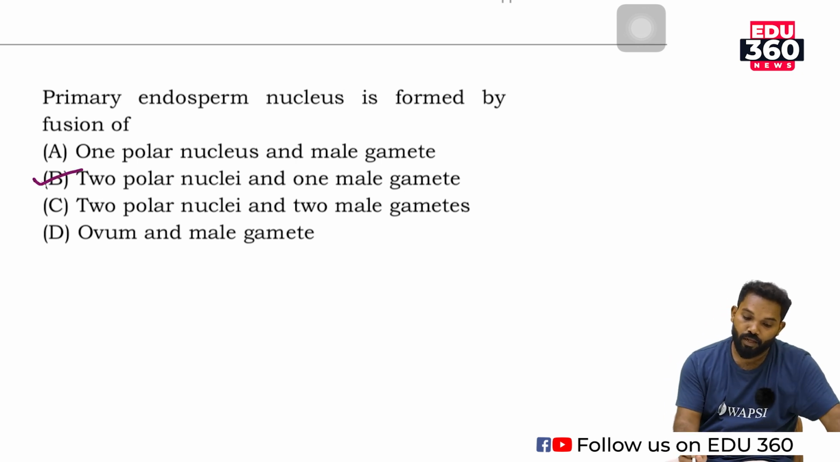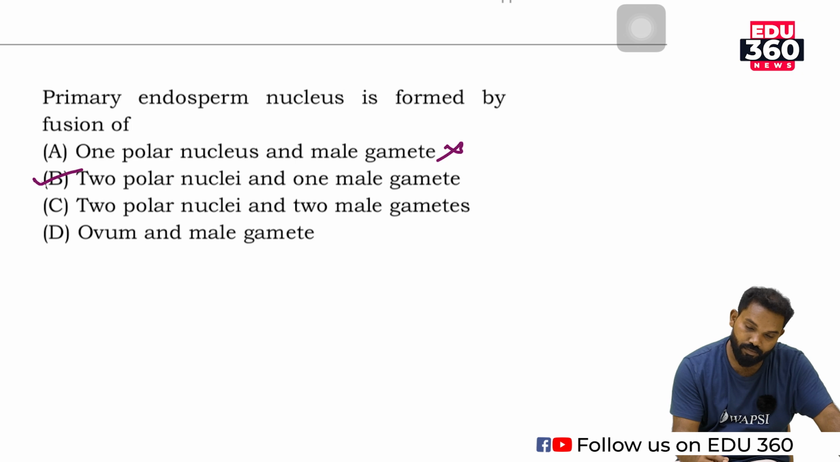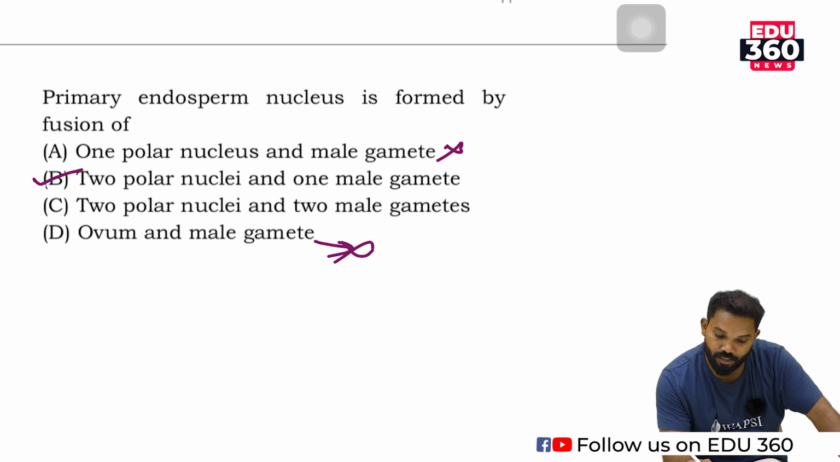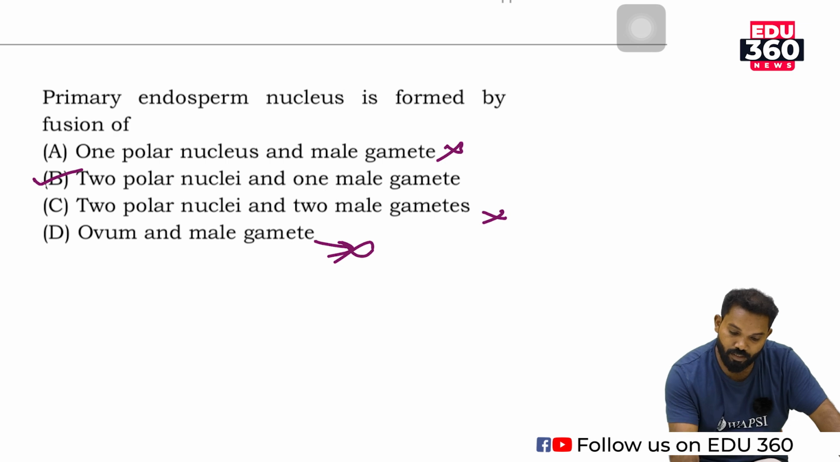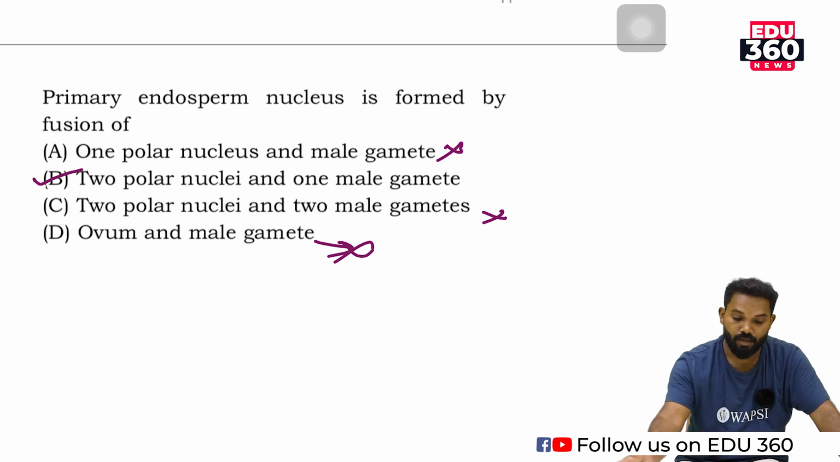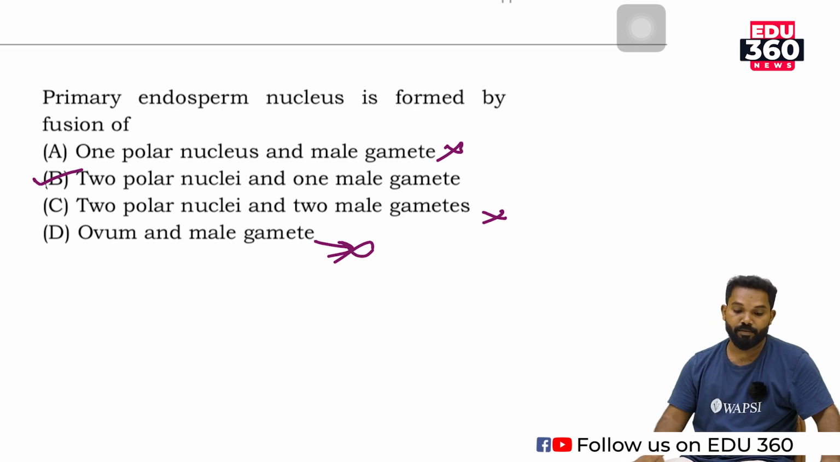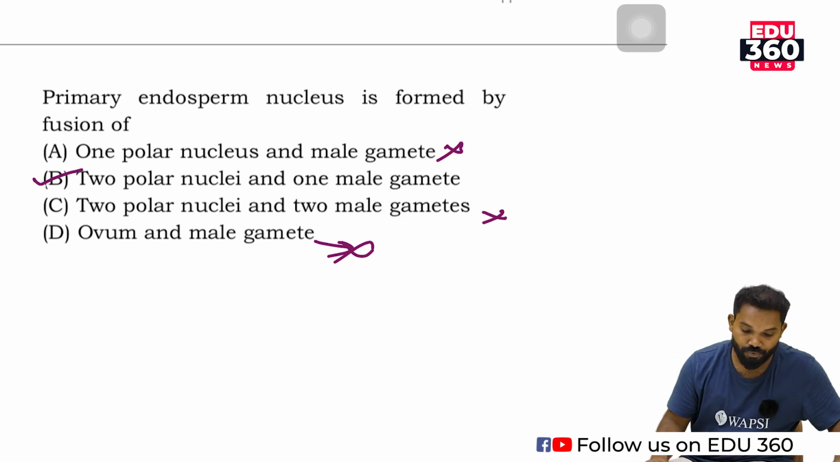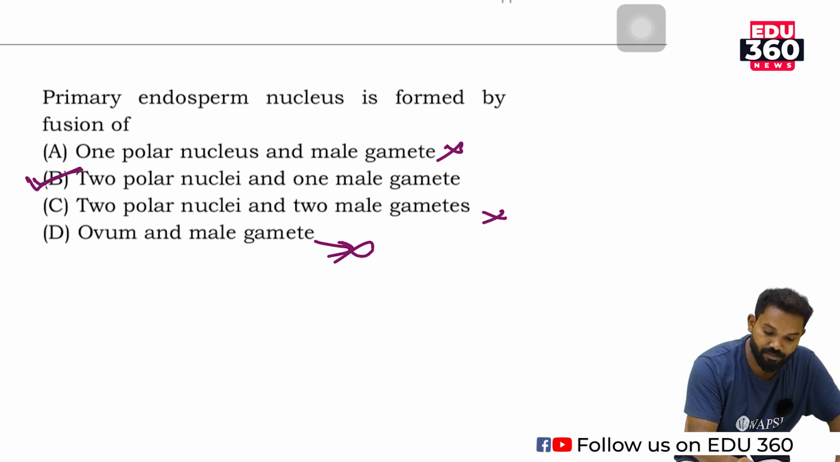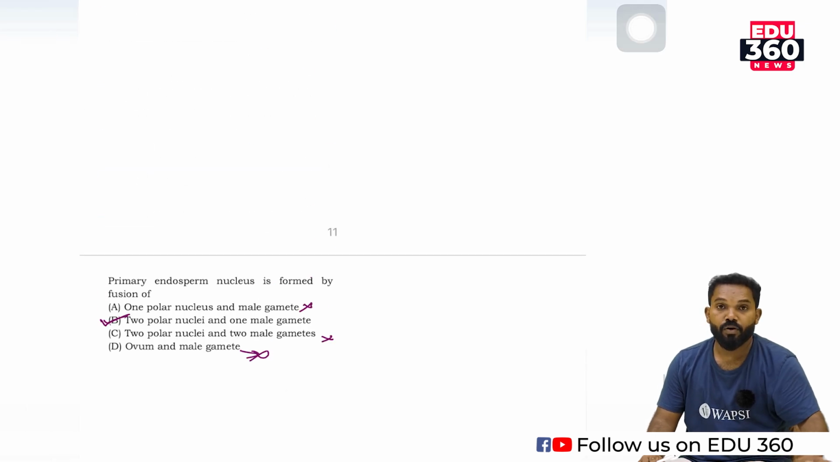Option B, one polar nucleus and a male gamete, is not triple fusion. Here the process is known as triple fusion. Ovum and male gamete is syngamy. Two polar nuclei and two male gametes? No, there is only one male gamete; the other male gamete fuses with the egg cell. So the primary endosperm nucleus is formed by the fusion of two polar nuclei and one male gamete. So the answer is option B. Okay, clear.